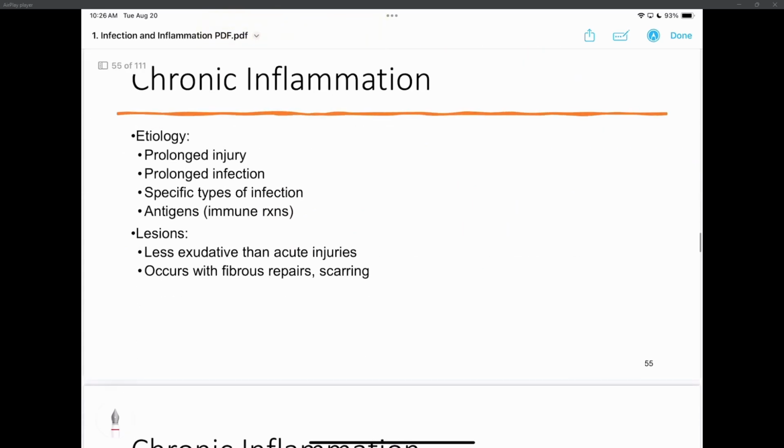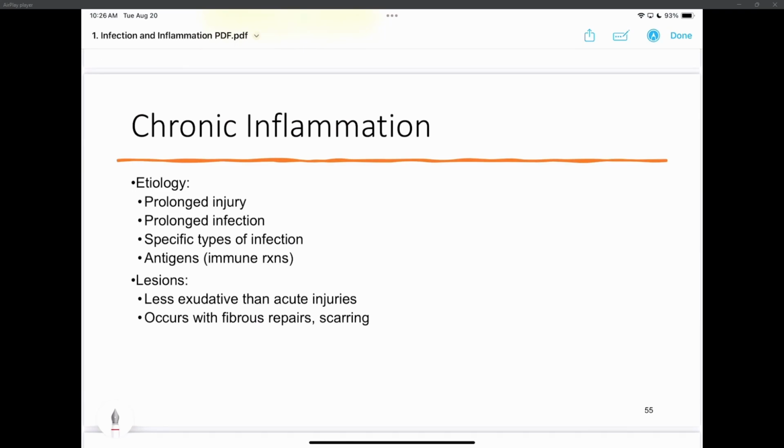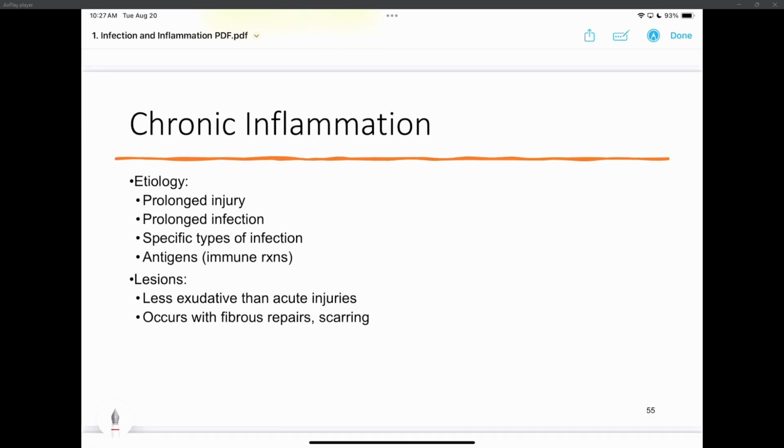The last thing we'll do before we take a break is chronic inflammation. This is due to prolonged injury, prolonged infection, sepsis. Again, these are inflammatory processes that should have gone away a long time ago, but for some reason they're still sticking around. Antigens, immune reactions: again, if you don't get rid of the underlying agent, these things will keep going and going and going.